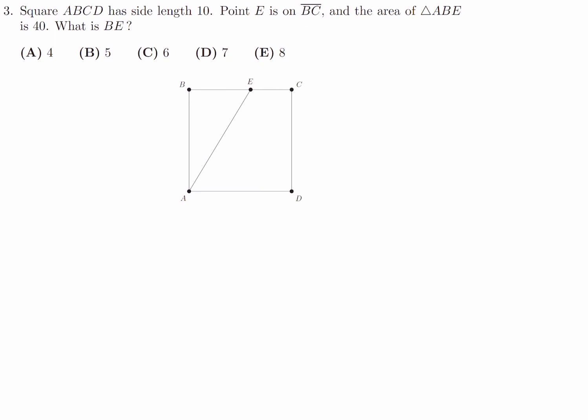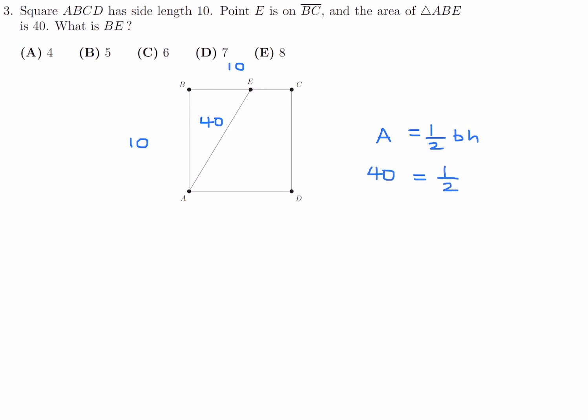ABCD has side length 10, point E is on BC, and the area of triangle ABE is 40. What is BE? Well, this is 10, and this is 10, and so on. The area of that triangle they have told you is 40. Well, we just use a standard area is equal to 1/2 base times height formula to figure out the length of BE. The area is 40.